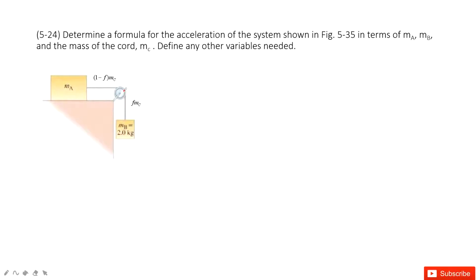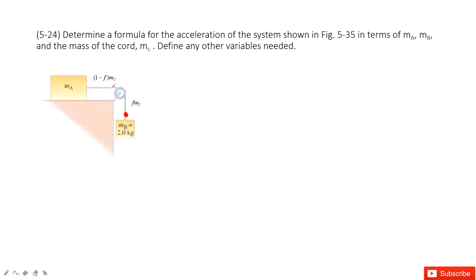This cable is divided into two parts: this part and this part, right? And this part is connected with object B. Then we can consider the mass for this part of the cable. It's just the fraction f times the mass m_C. The mass is uniformly distributed on this cable, so we consider this part of the mass of the cable to be focused on this point attached to B, right? The mass is f m_C.